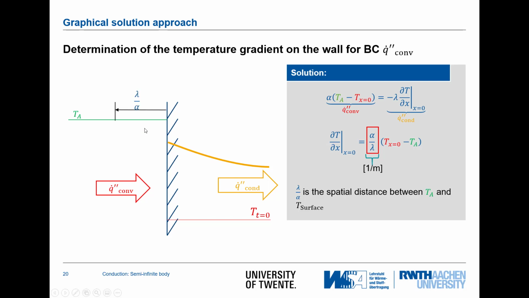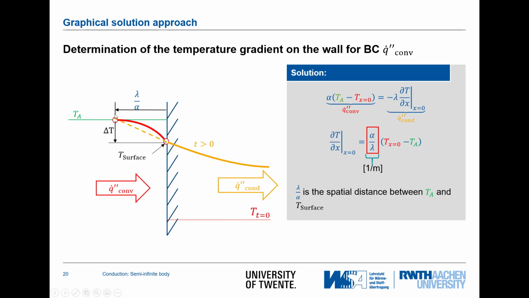So how can we do that? Now, if we put here in our diagram or in our graphic, lambda divided by alpha, so this meter, this distance here, if we draw that here, and we also draw the temperature difference TA minus T at the surface, T at x equal to 0, this location, we get a gradient, and this gradient here, which you can now draw with a dashed line, is equal to the gradient that we have here inside our material.